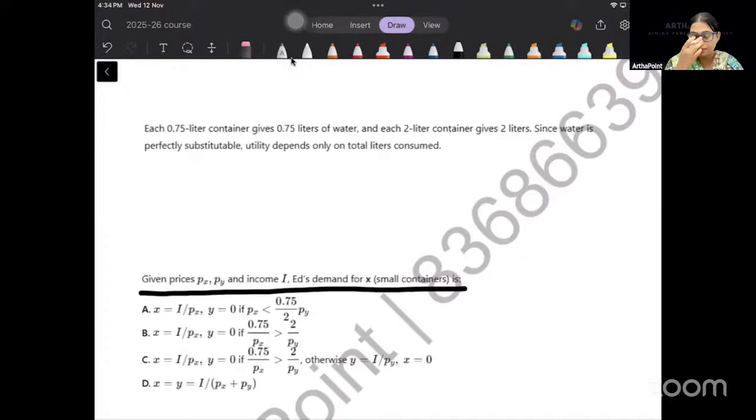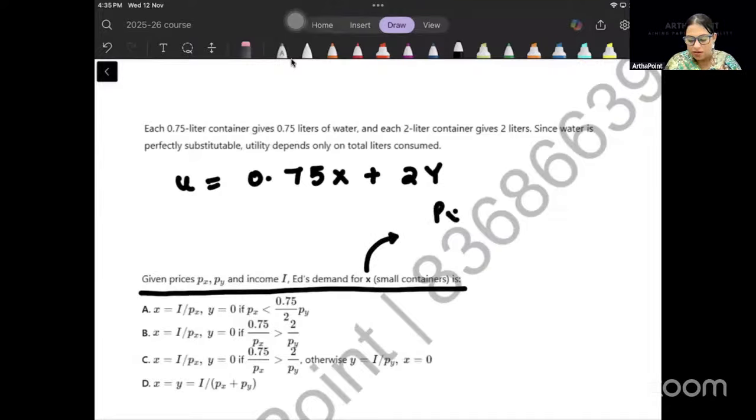Very simple. Your utility function is 0.75x plus 2y. It's a substitute good utility function. So when will you demand only good x? When Px by Py is less than MRS.